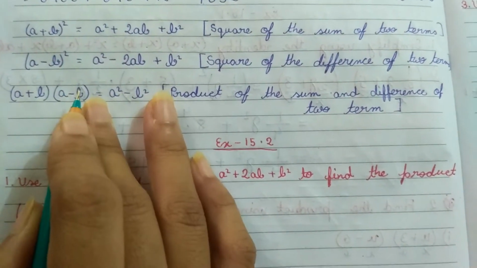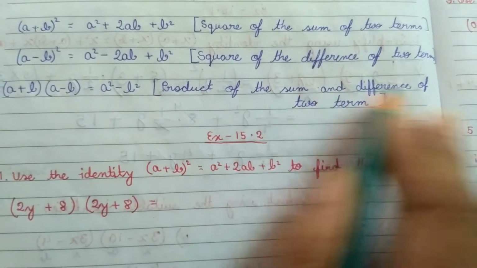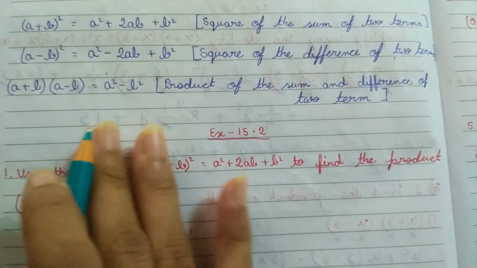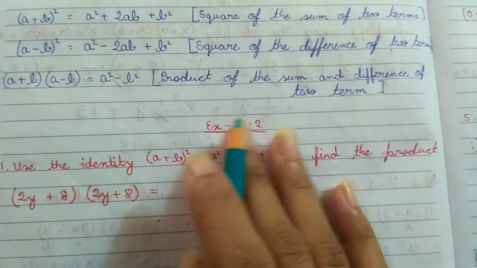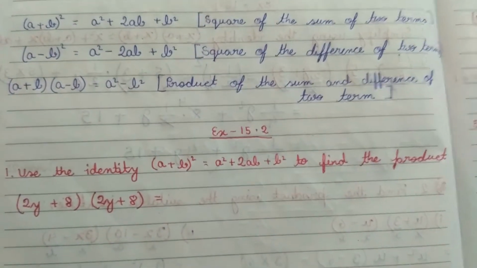Now (a minus b) whole square, that is a square minus 2ab plus b square. This is the square of the difference of two terms. Now (a plus b) into (a minus b) is a square minus b square. That is the product of the sum and difference of two terms.